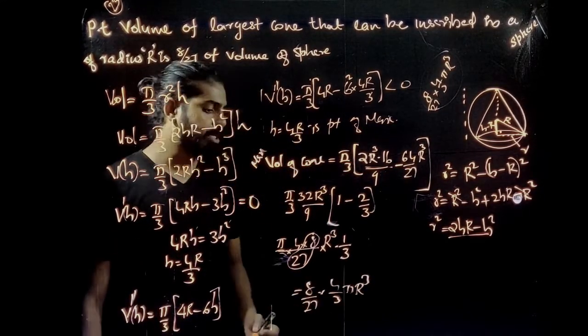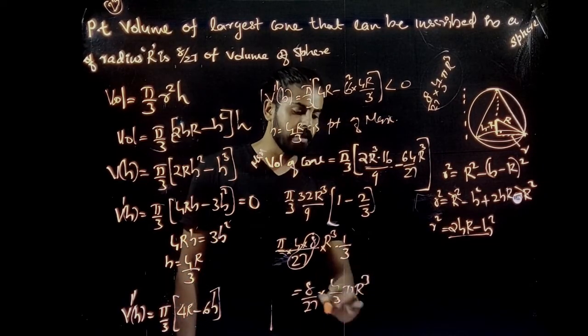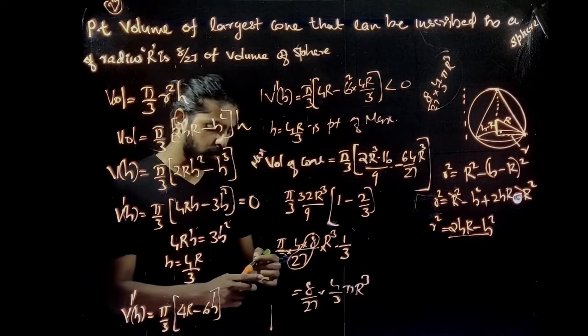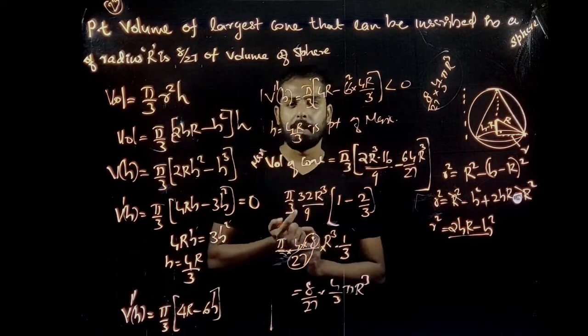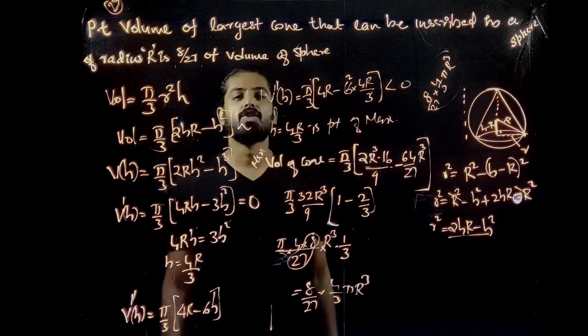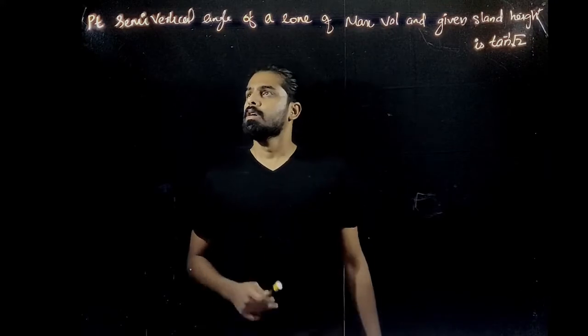That means 8 by 27 into the volume of the sphere. 4 by 3 pi r cube, you can write, is the volume of the sphere. So we got 8 by 27 into 4 by 3 pi r cube, 8 by 27 times the volume of the sphere. The maximum volume of the cone is equal to 8 by 27 times the volume of the sphere. Okay, now we'll move to the next question.